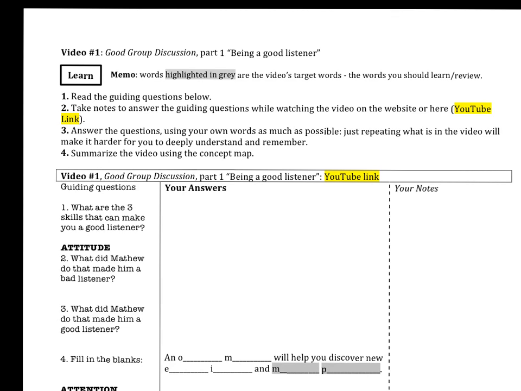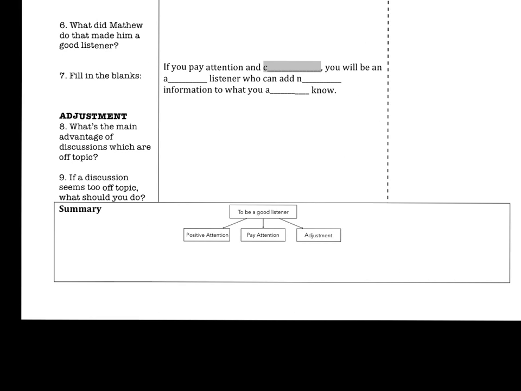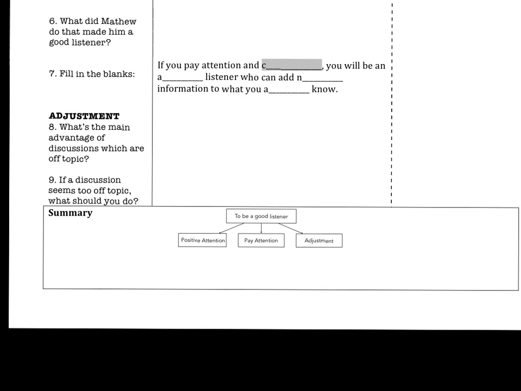And yes, the last point, point number 4, summarize the video using the concept mat. Here it is at the bottom. To be a good listener, then you have space here to write what are the most important information to be a good listener according to you.